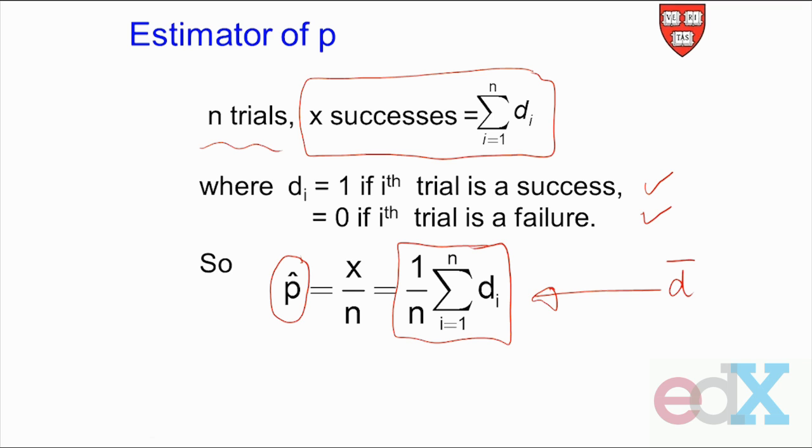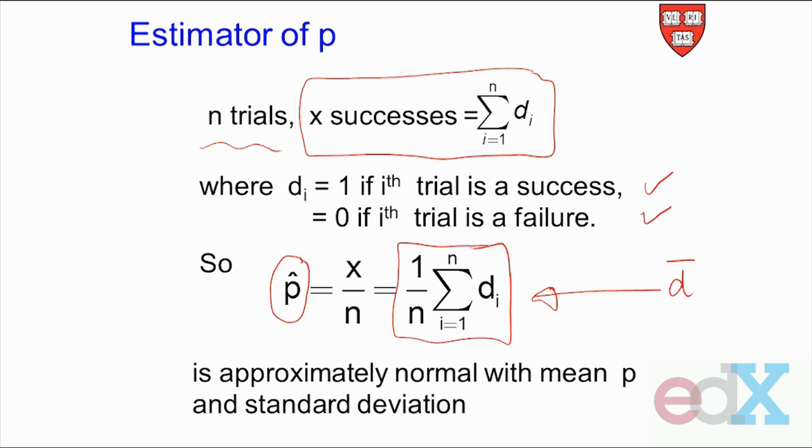What is the advantage of this? The advantage is that it's a sample mean, and so we can make use of the central limit theorem, which says that this quantity is approximately normal. So p hat is approximately normal with mean p, which is the quantity we're interested in, and standard deviation the square root of p times 1 minus p divided by n, if we know p, of course. But it's a function of p.